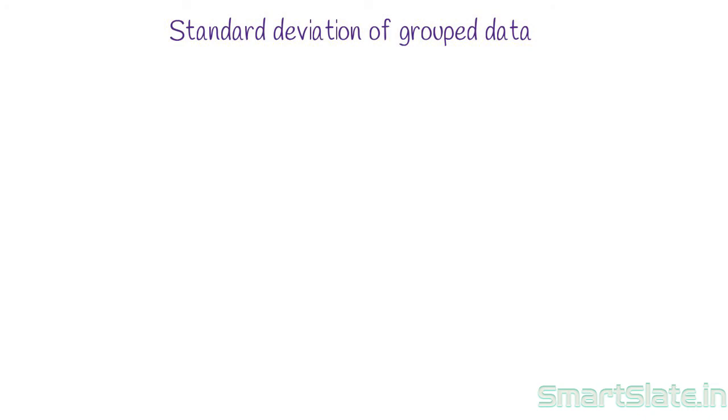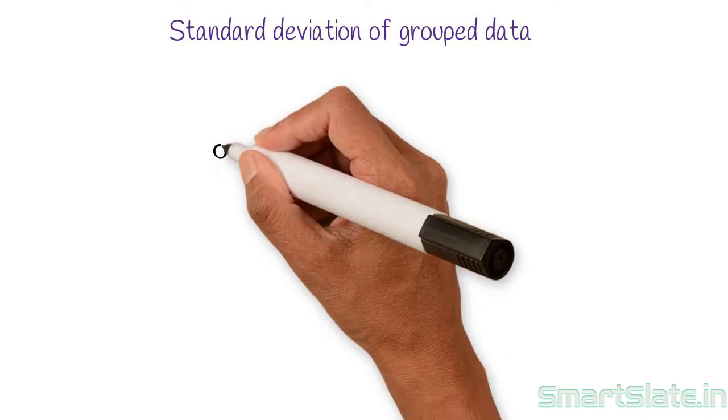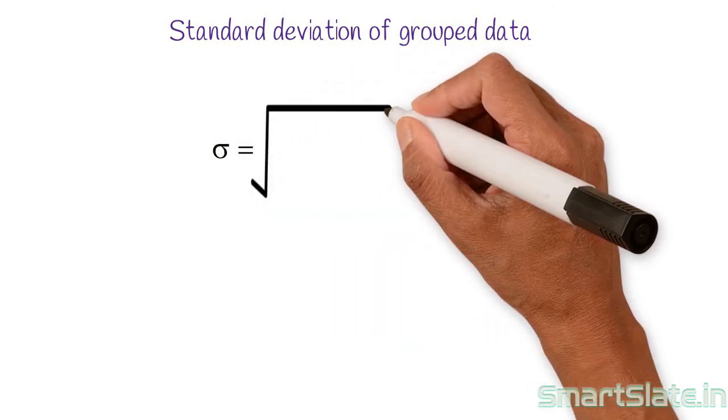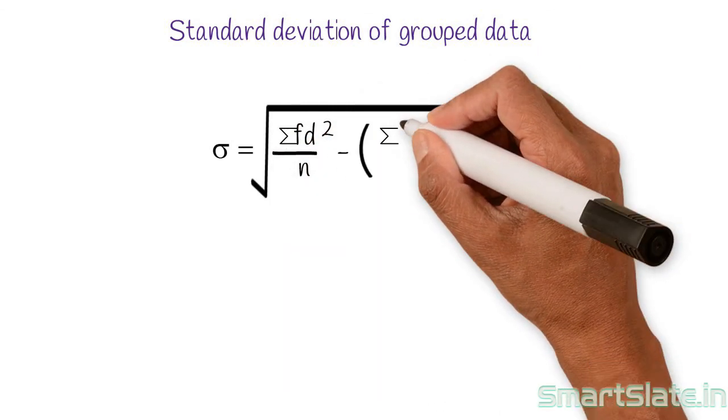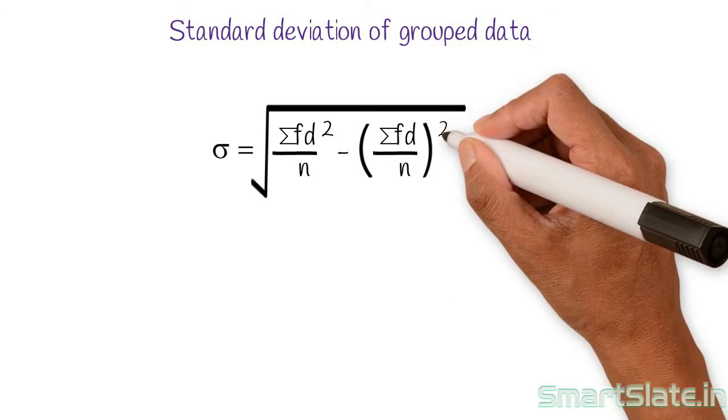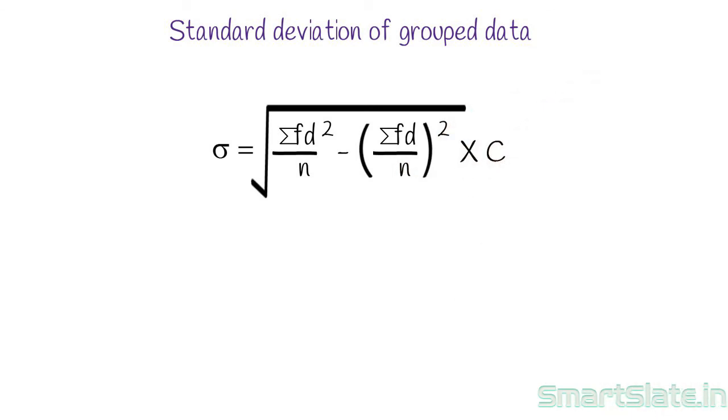The formula for calculating the standard deviation in grouped data is sigma is equal to square root of sum of ft square by N minus (sum of ft by N) whole square, into C. Ft is the multiplication of deviation and frequency of each group. Check the video in the practice session where I have solved problems related to finding standard deviation for grouped data.